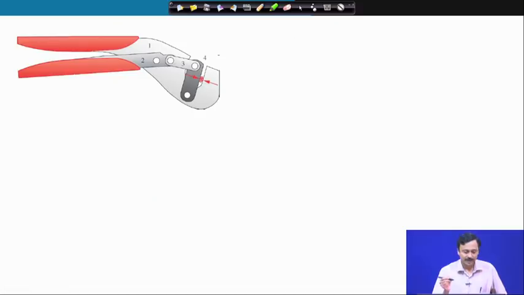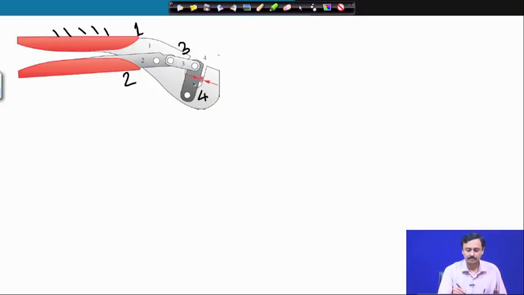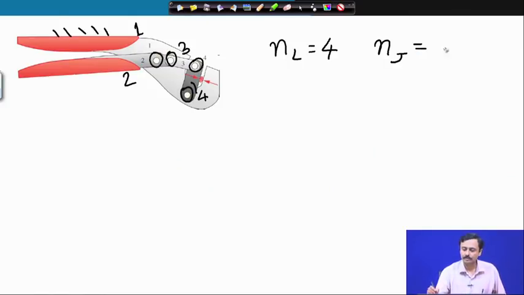Next, we look at this crimping tool. Let me start by counting the links. I will ground this one and number it as 1. So, it is already numbered. This is 2, this is 3 and this one is 4. So, number of links is 4, number of joints is 1, 2, 3, 4. Summation of degree of freedom of each joint: they are all hinges, there are 4 hinges, each has 1 degree of freedom. So, this is 4.